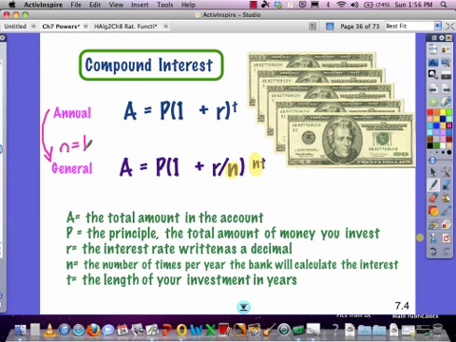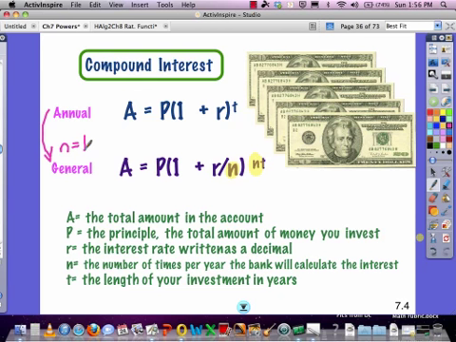Now, with that many variables, let's double check everybody understands the different combinations. A is the total amount of money in your account. That would be how much you put in, interest, everything. P, the principal. That's the total amount of money you're going to invest. In some cases, some people would say borrow. We're going to do the other situation.